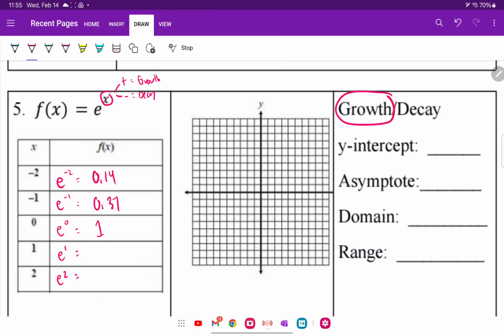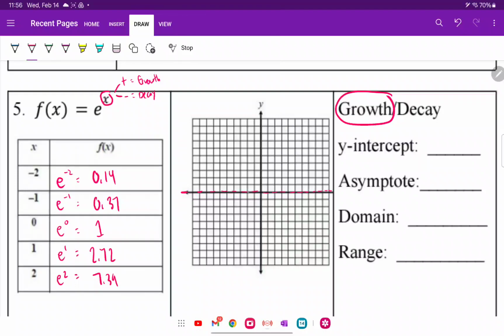E to the first is the original number, so 2.71828, so 2.72. And then I'm going to type in e squared, and that gives me 7.39. All right, we know we have an asymptote again at y = 0. That does not change.